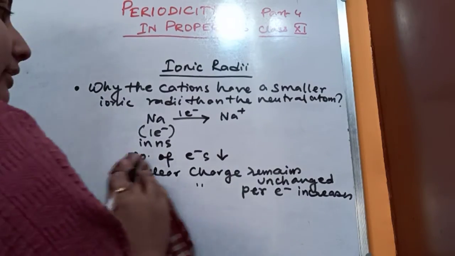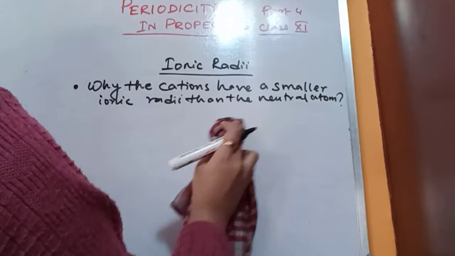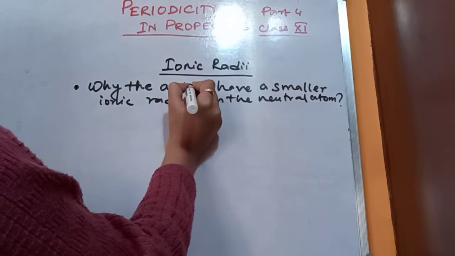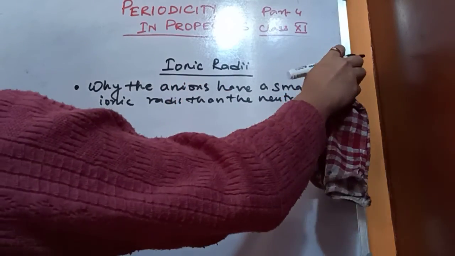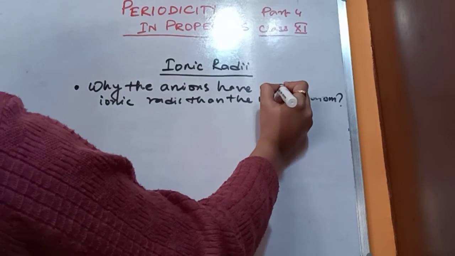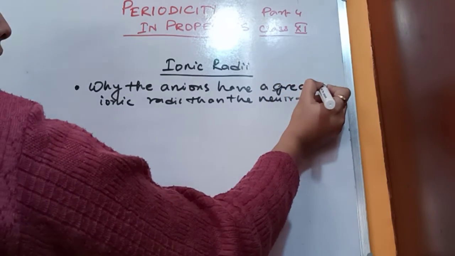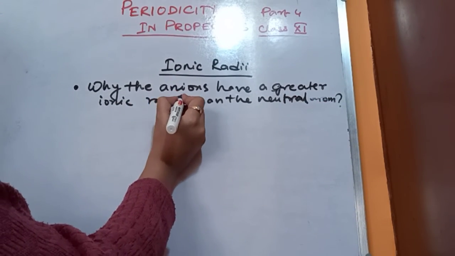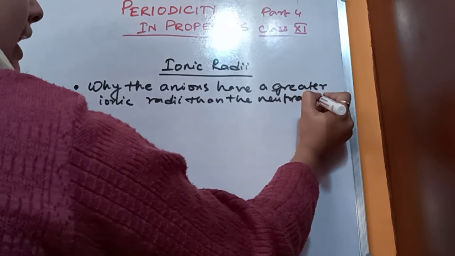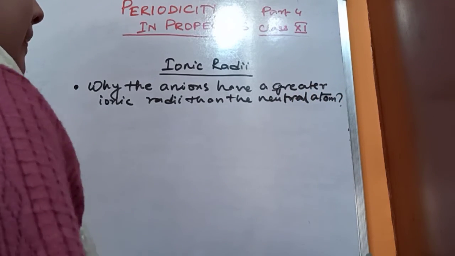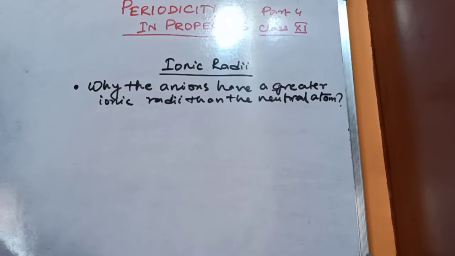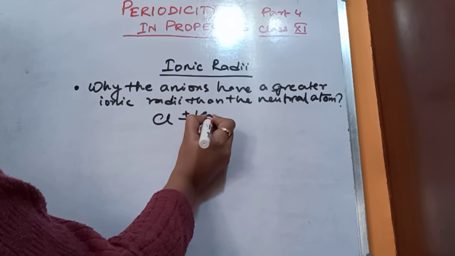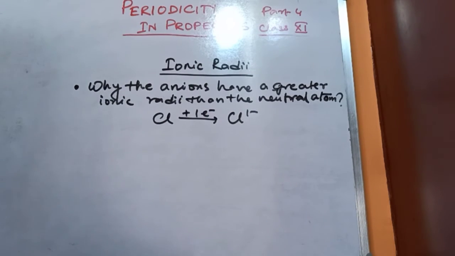On the other hand, just the reverse. Why do anions have a greater ionic radii than the neutral atom? See, chlorine is gaining one electron. It will become Cl minus.